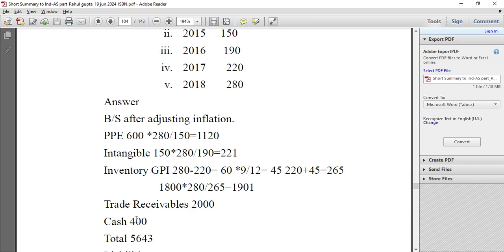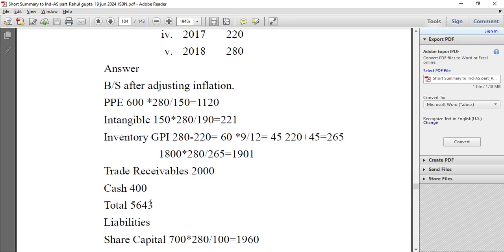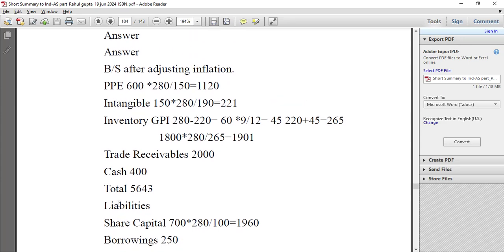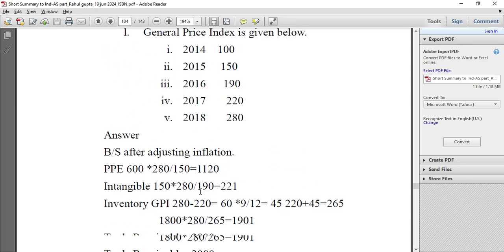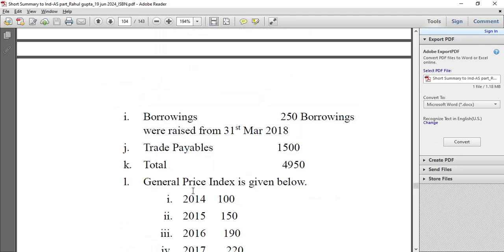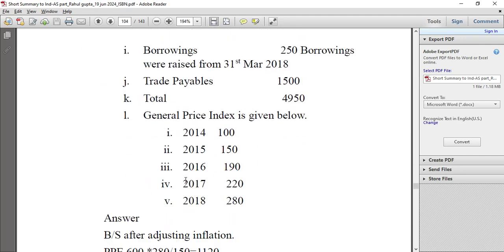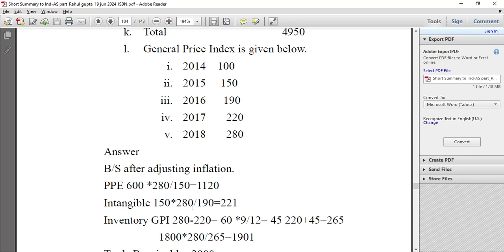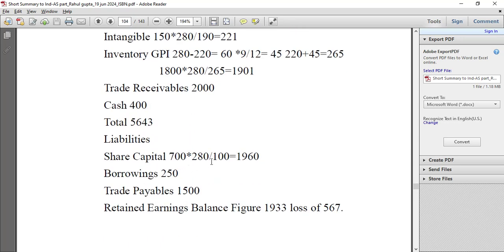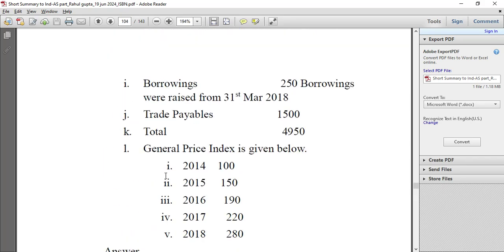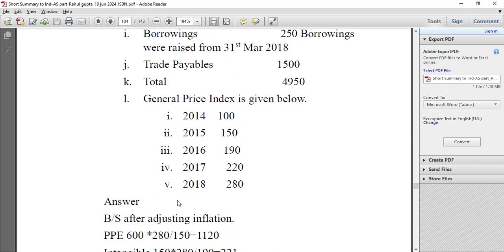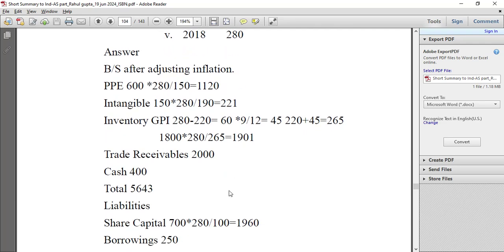Cash is a monetary item, no restatement required. Total 5643. Share capital is from the inception, 2014. So share capital is how much? Share capital is 700. 700 into 280 divided by 100, 1960. Borrowings, there is no restatement required, 250. Borrowings were raised in 2018, and 2018 is the current year, so there's no restatement required.